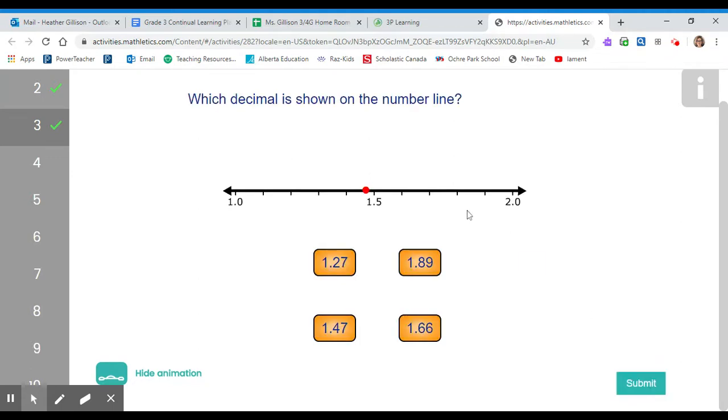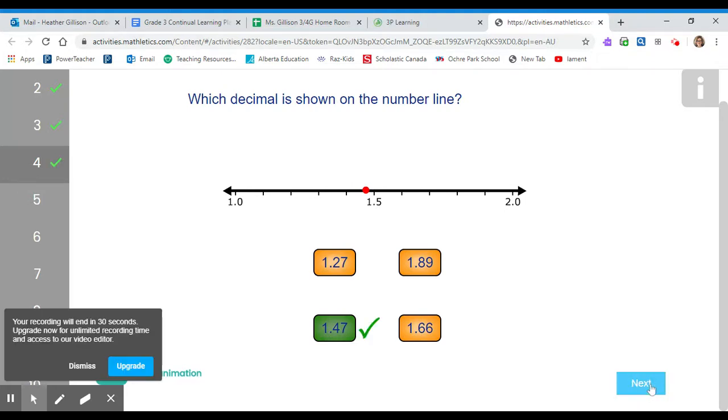Okay, let's do one more. So your decimal, oh, close, just below 1.5. So if this is 1.5, this is 1.4. So our number is somewhere in between 1.4 and 1.5, but it's closer to 1.5. So that's not an option. That would be way over here. That's not an option. This is very close. That's a very good guess. And 1.66 would be past the 1.6. So our only really option is 1.47. So you go ahead and submit. So that's placing your decimals on a number line.